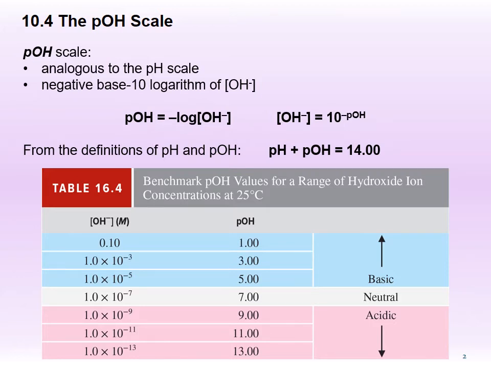1.0 times 10 to the power of negative 7 molar is the concentration of hydroxide ion of pure water at 25 degrees Celsius. When we substitute this into the pOH formula, we get 7.00. From the definitions of pH and pOH, we get pH plus pOH is equal to 14.00.